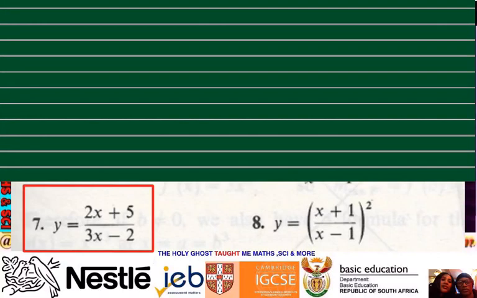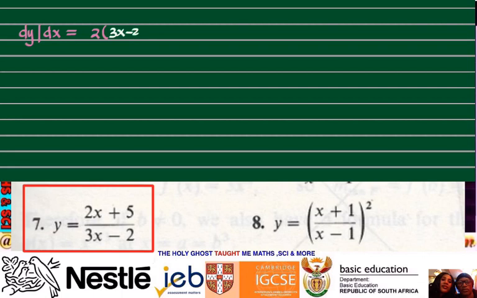All right, now here we go. This is how it's gonna roll. It's a quotient. So we have dy all over the dx equals to derive the top, which is gonna be 2, multiply by the bottom, which is 3x minus the 2.